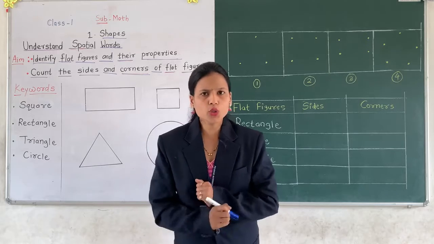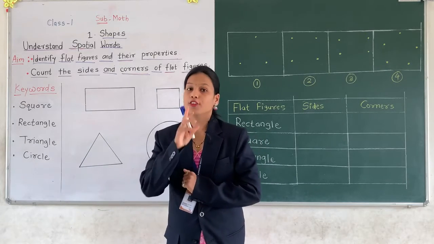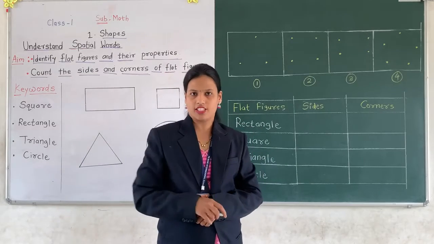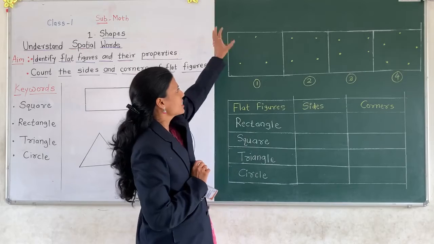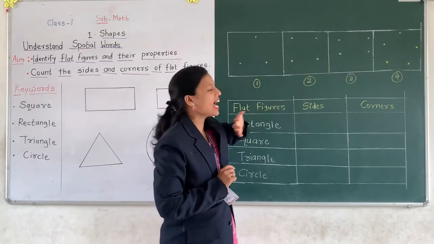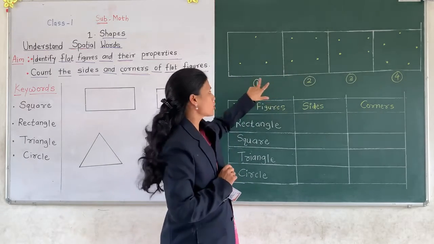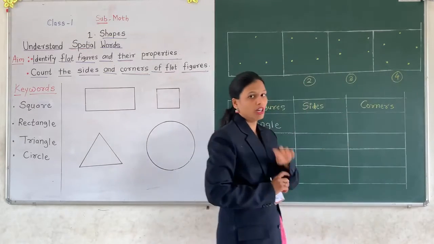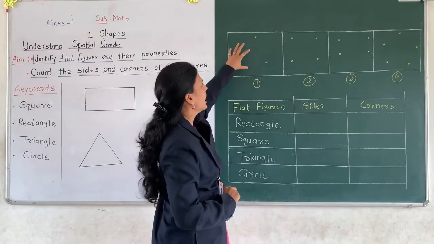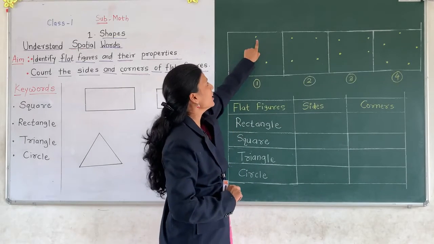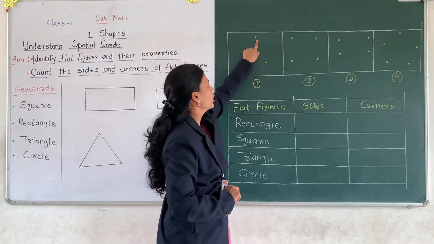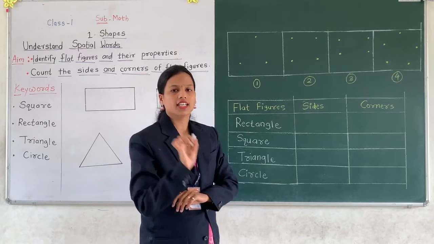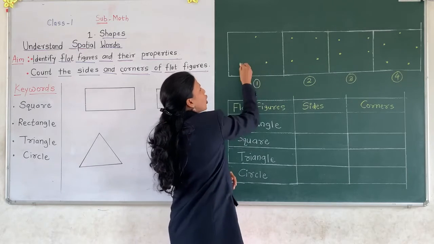But do you know how to draw these shapes? For that, you will definitely enjoy. Again, we will do one more activity. What activity? You can see on the board, I have drawn 4 boxes. Box number 1, box number 2, box number 3 and box number 4. In the first box, you can see we have 3 dots. 1, 2, 3. What you have to do is just join the dots.